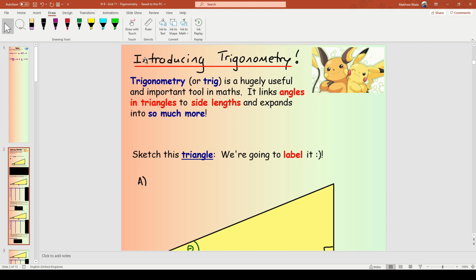So in your book, please put the title, Introducing Trigonometry. And the only things I need for you to have with you today are a ruler, a protractor, and a calculator, okay? So you'll need all three of those things: ruler, protractor, calculator. And if you don't have them yet, push pause and go get them.